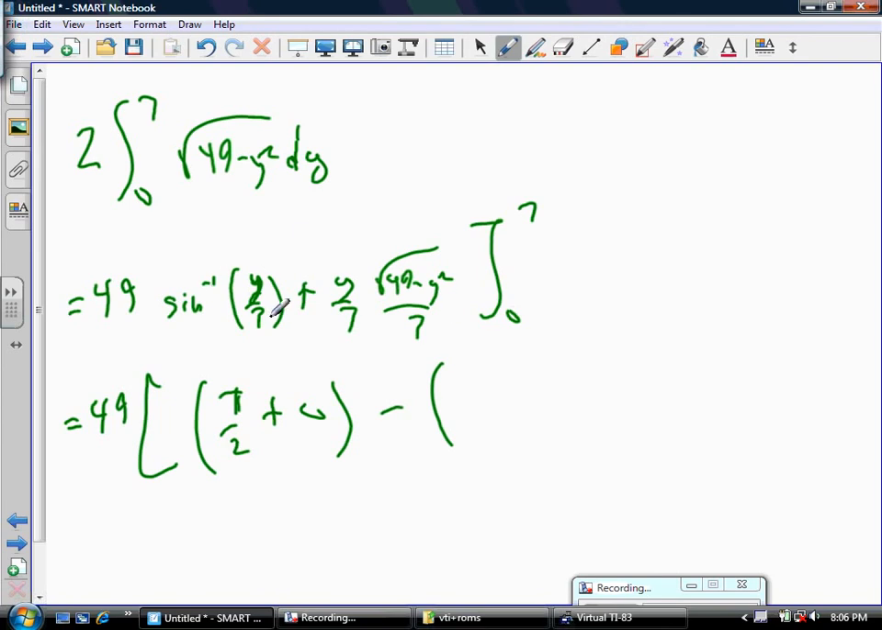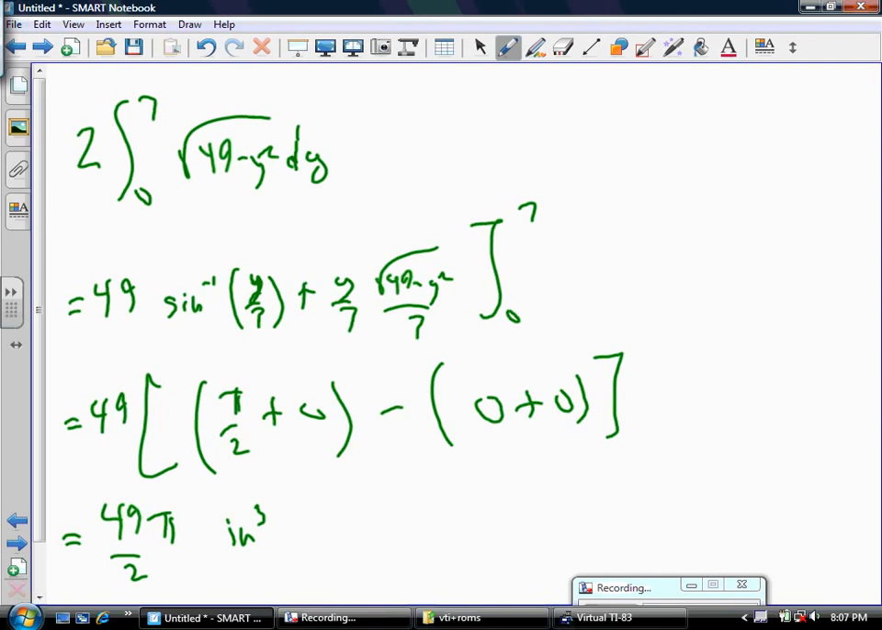What's the arc sine of 0 sevenths? Well, 0 sevenths is 0. What's the angle whose sine is 0? Do it on a calculator if you have to. Second sine of 0 is 0. Plug in 0 over here. 0 sevenths. 0 times anything? 0. So there's a bunch of zeros here, and you get 49 pi over 2 cubic inches, if we start off with inches.